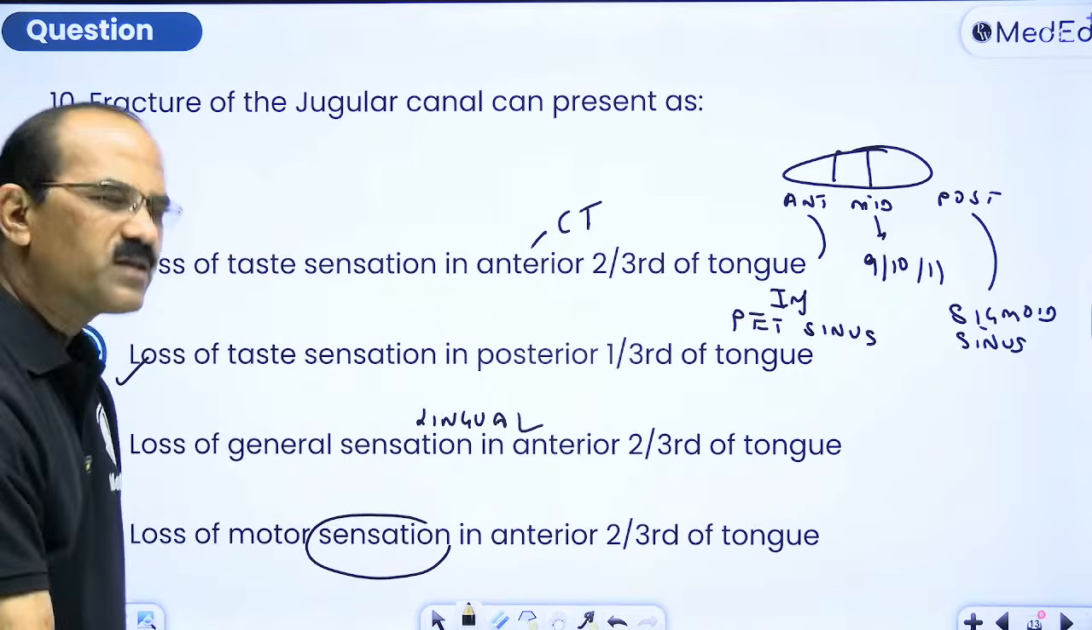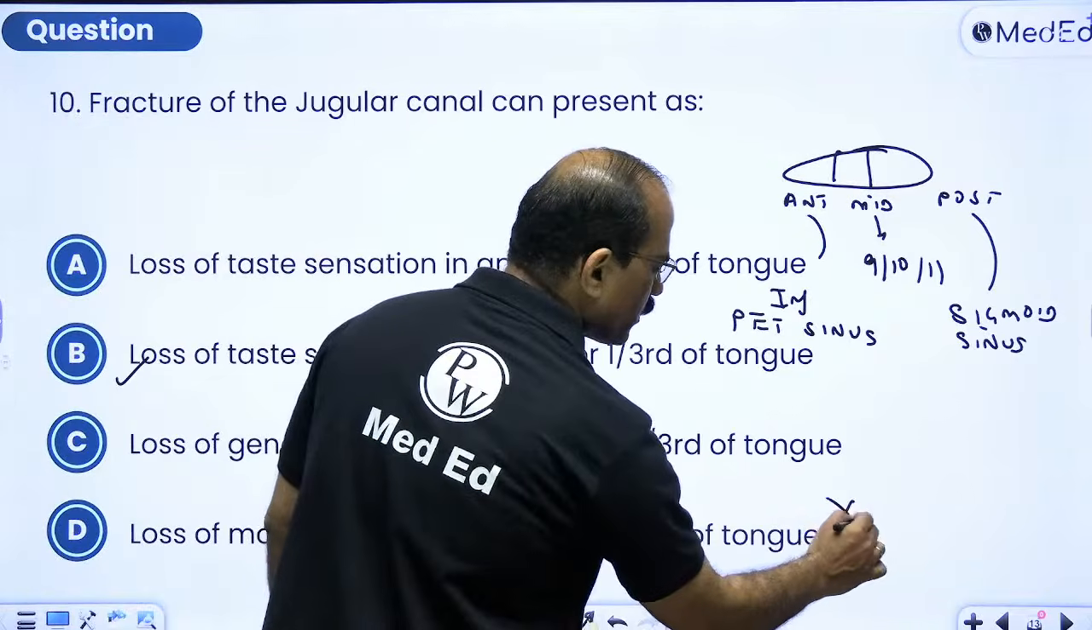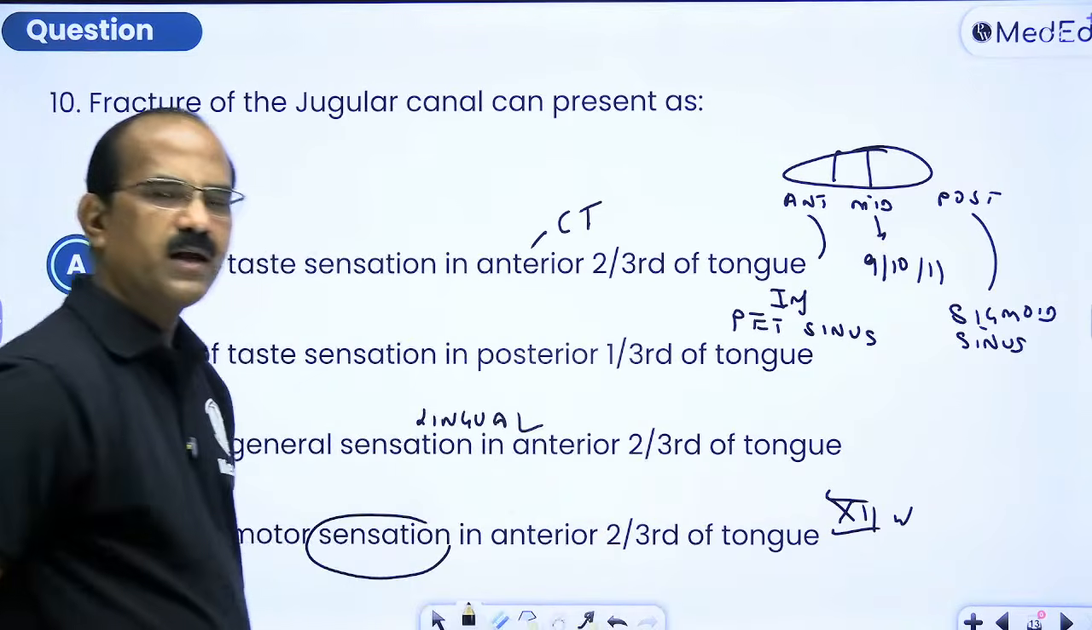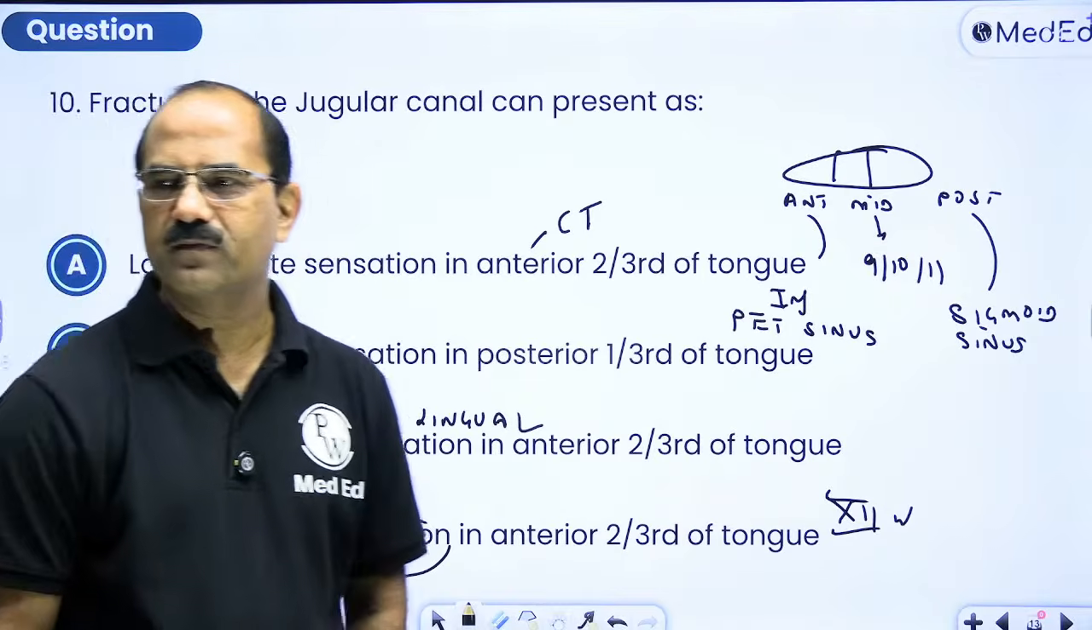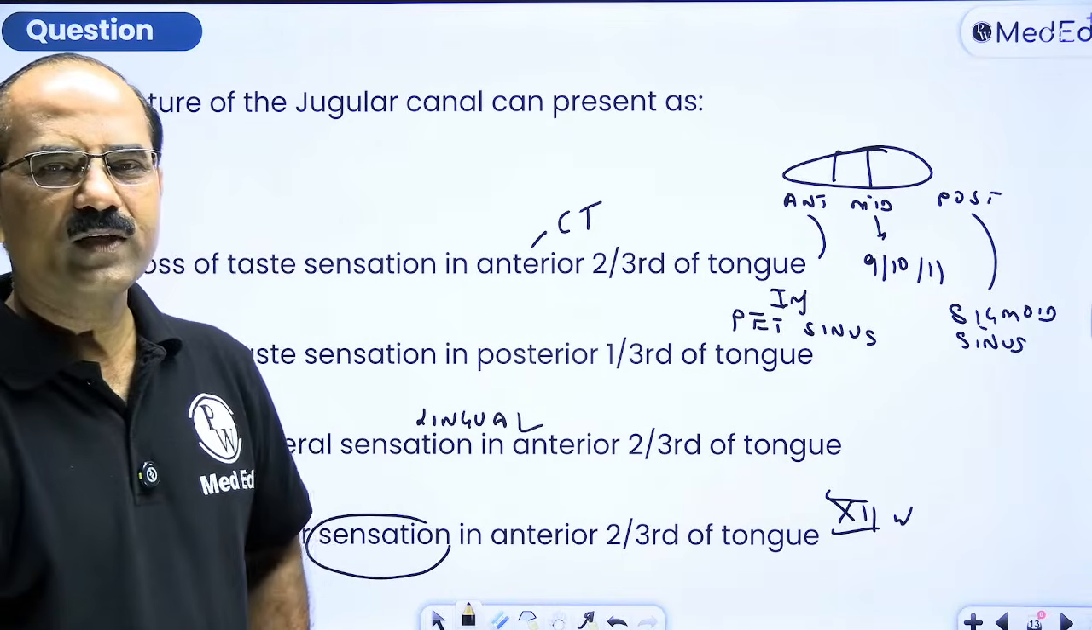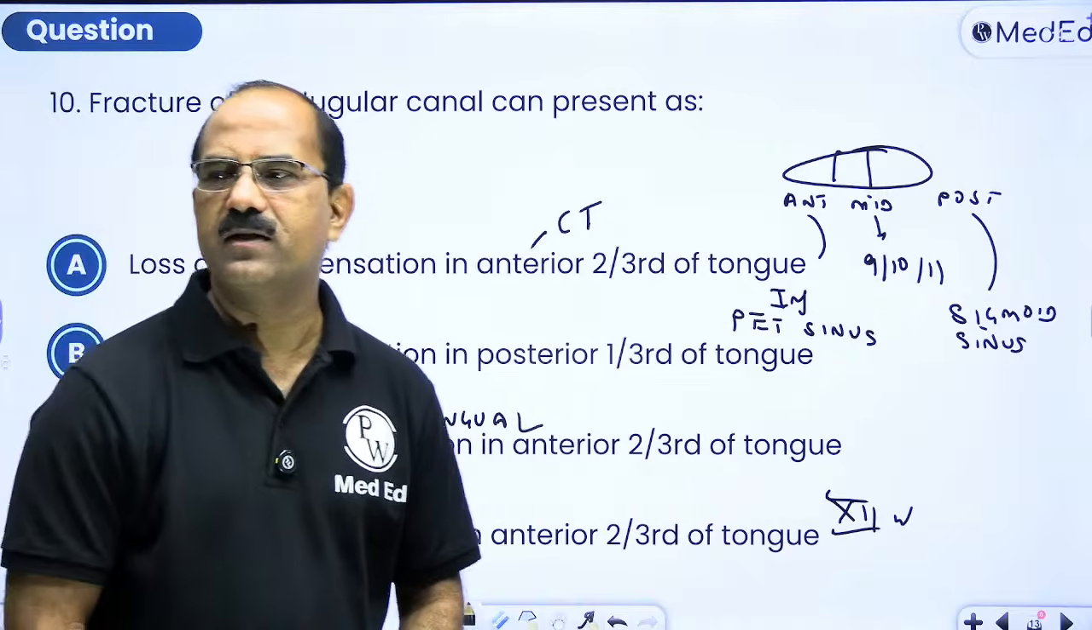Motor sensations नहीं होगा, motor loss होगा. So motor loss, who supplies the tongue? Hypoglossal nerve. tongue को कौन supply करता है? Hypoglossal nerve. Perfect है? That's perfect. Excellent.